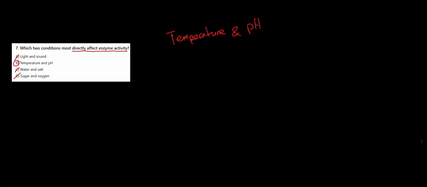Which two conditions most directly affect enzyme activity? Well, we actually talked about this. It's temperature and pH. And we will talk about what pH is and really all of this. So light and sound? No, that doesn't sound right. Temperature and pH, yeah, that sounds more like it. Those are what most directly affect enzyme activity. Water and salt? No. Sugar and oxygen? Nope. All right, so B is our answer. On to the next one.